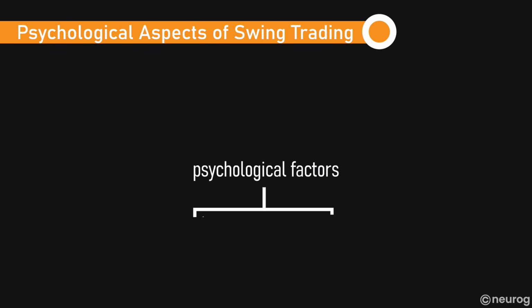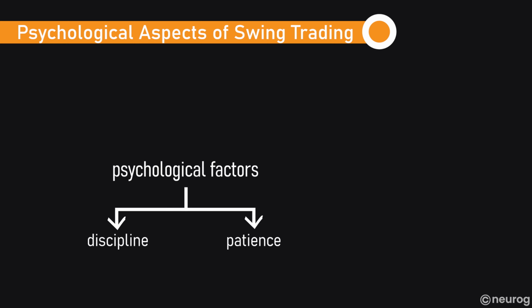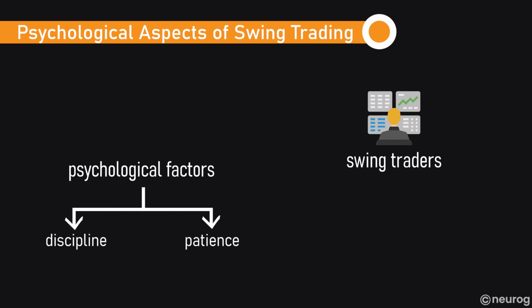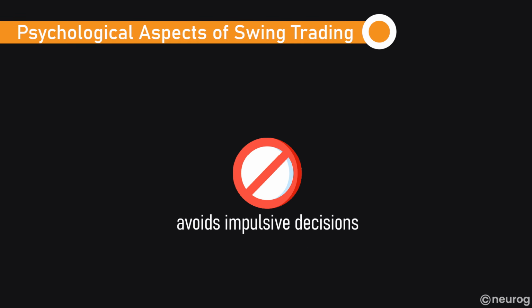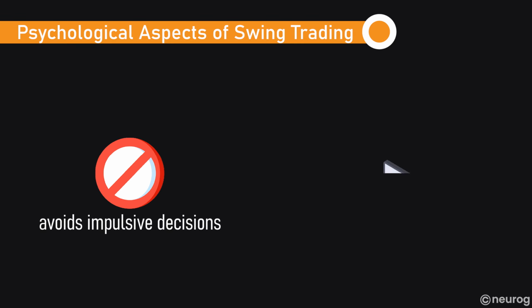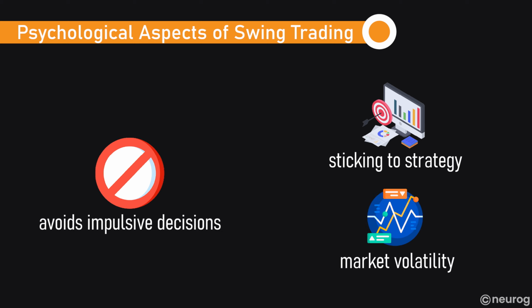Psychological factors, such as discipline and patience, play a significant role in swing trading. Successful swing traders maintain discipline to follow their trading plan and have the patience to wait for the right trading opportunities. A disciplined swing trader avoids impulsive decisions, sticking to their strategy even amidst market volatility.